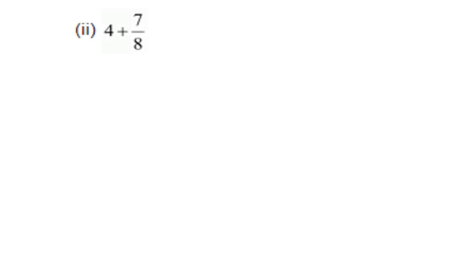Next question is 4 plus 7 by 8. Here also one whole number and one fraction. So the first step you have to do is change the whole number into a fraction. Here there is no denominator, so I'll put 1 here like this: 4 by 1 plus 7 by 8. Here also 1 and 8 are not in the same multiplication table, so I will go for cross multiplication.